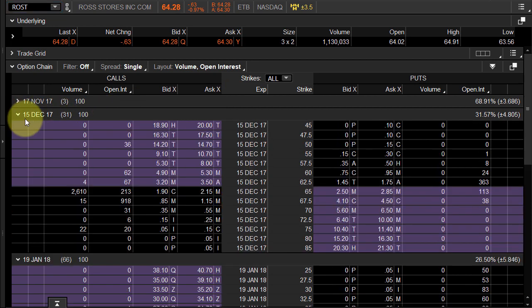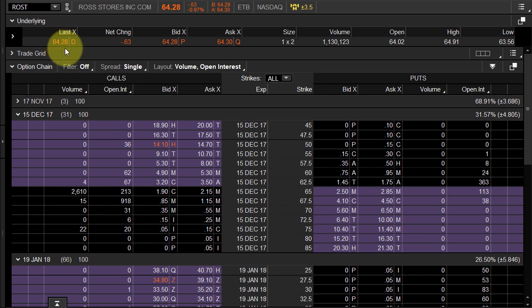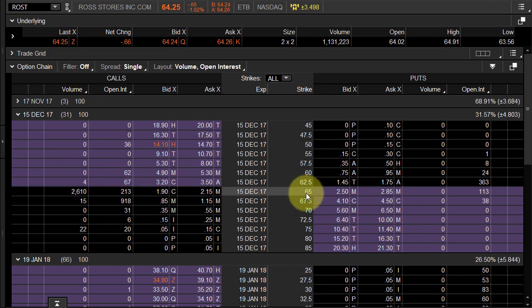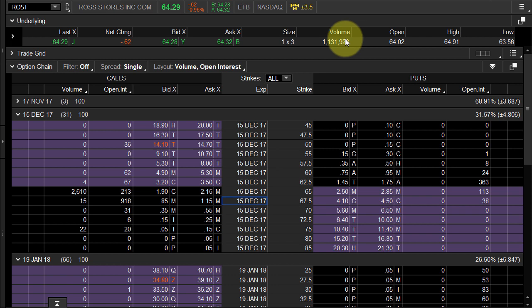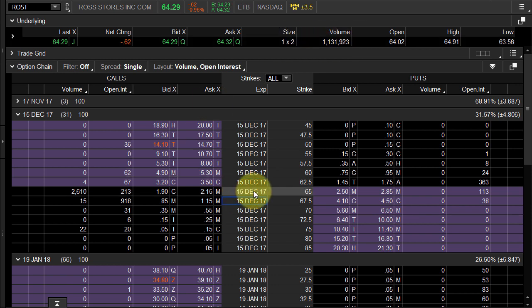So Ross Stores, 2,600. $64 last price, 65 strike, 2,600. So just think that this person is buying stock at 65. And not only are they buying stock, they're buying 260,000 shares. That's about 20% of the overall volume today. That's a pretty big order. But now we have to dig deeper because you can't just assume that somebody bought 2,600 calls that it's bullish.